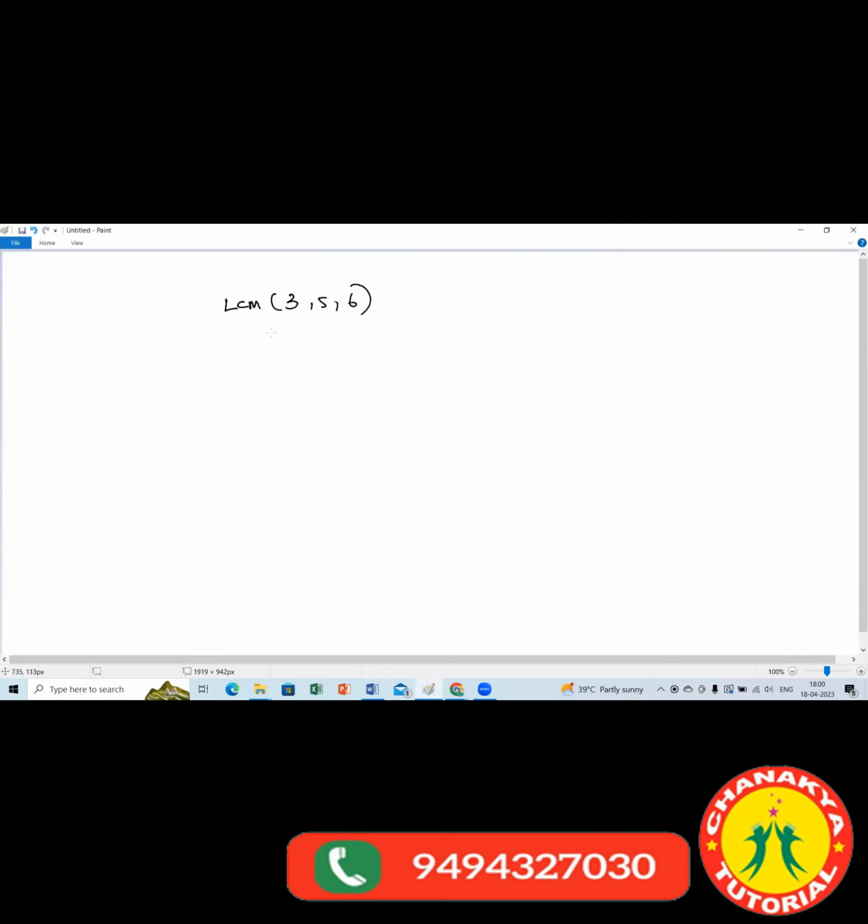There are multiple methods to do, children. We know multiple, M means multiples. What are the multiples of 3? 3, 6, 9, 12, 15, 18, 21, 24, 27, 30, 33, and so on. Okay, it goes on.